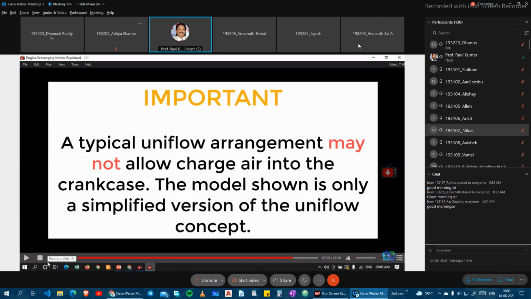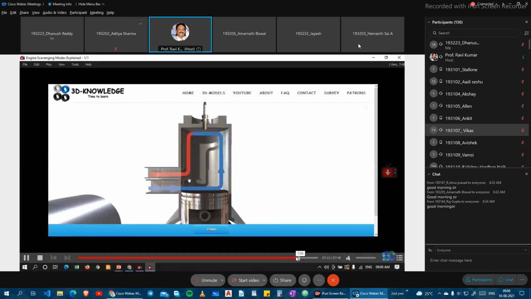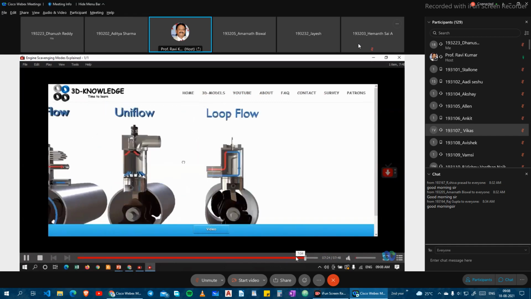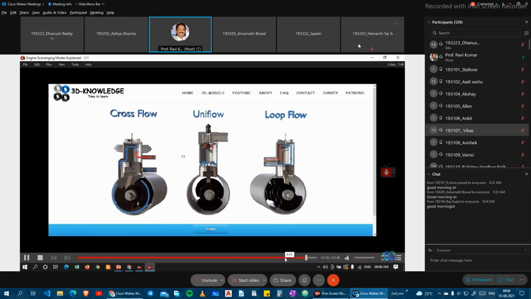The model shown is only the simplified version of the uniflow concept. Now you can see this uniflow where you are going to have, above the BDC, the exhaust port and inlet port, and through the inlet port the uniflow will be passing, and this loop system and all. Uniflow means a top exhaust valve will be there.